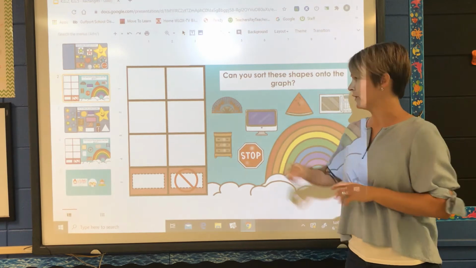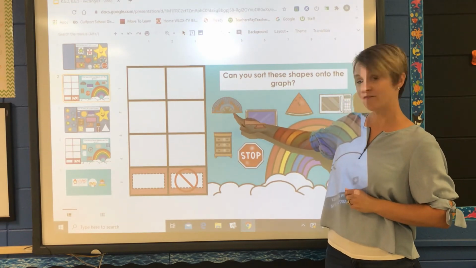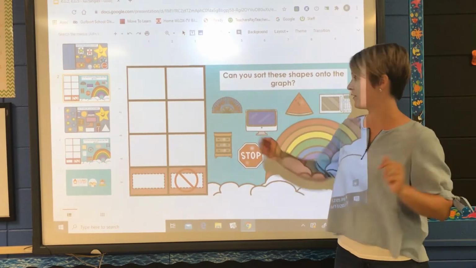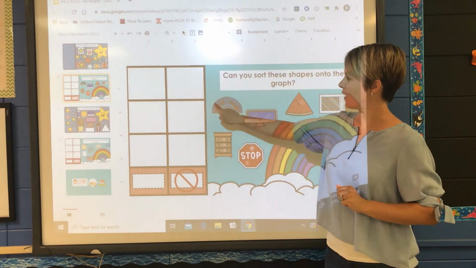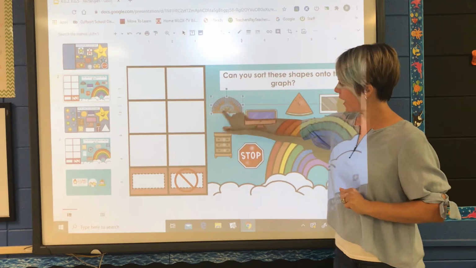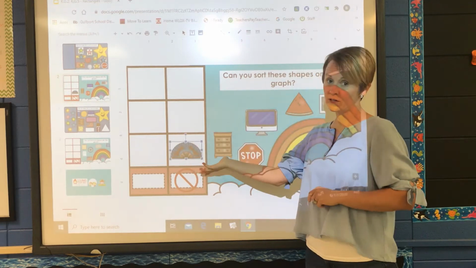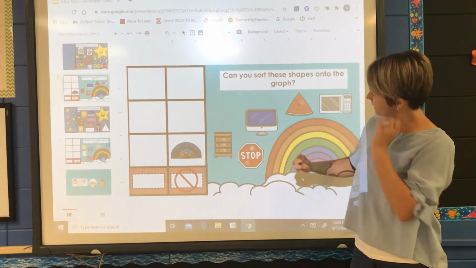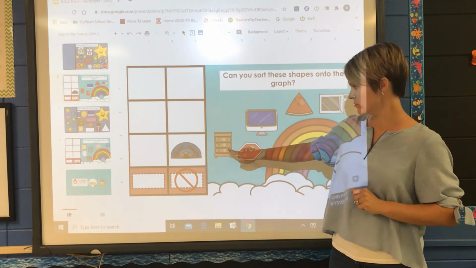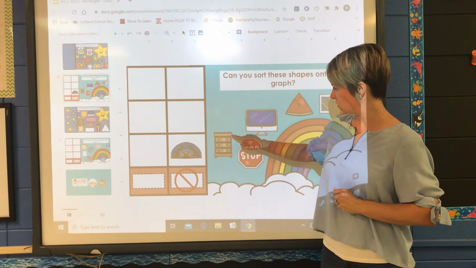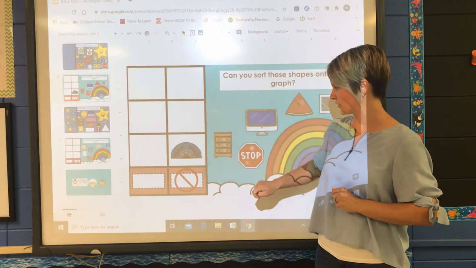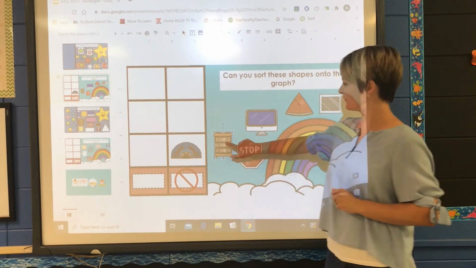I'm pretty sure this beautiful Chinese fan is not a rectangle. It only has 1 straight side and then a long curve. But I can still put him on the graph over here. This dresser has 2 short sides and 2 sides that are longer. He's a rectangle.